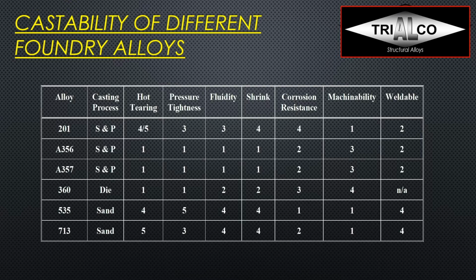While an A356, everybody knows that, it's perfect for hot tearing. It's the most castable alloy. That's why we're using it so much. And it's pressure tight, very good fluidity, not so shrink prone. And depending on the copper level and nickel level that I have in terms of impurities, it can be very corrosion resistant. So like this, I have all the alloys somehow classified.